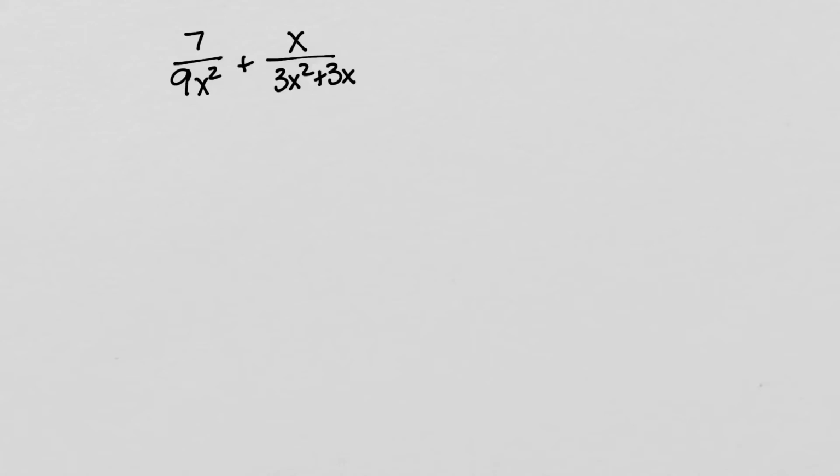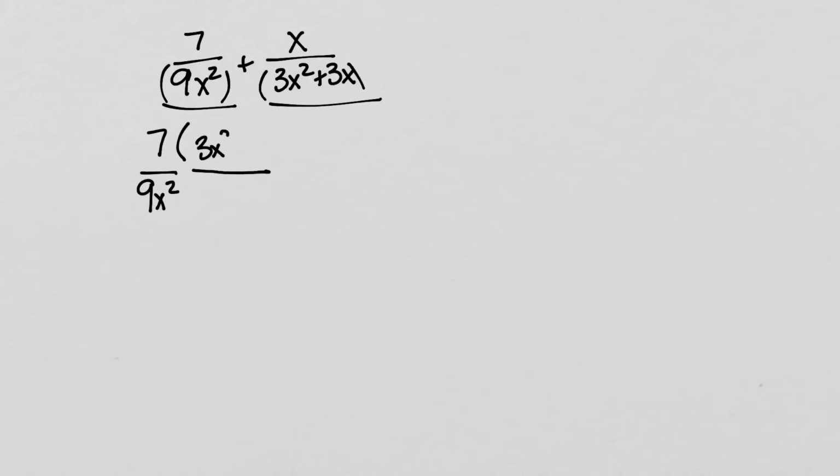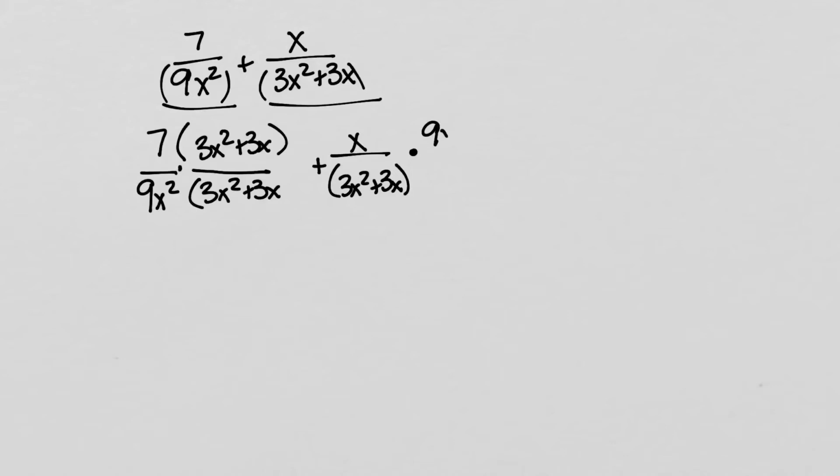And we want to do it the other way, where I say, okay, if all of this is my common denominator, if they multiply them together, then this first fraction is missing everything in that second fraction. So 3x squared plus 3x, 3x squared plus 3x. And then I still have the other fraction, and it's missing this denominator. So I'm going to multiply both the top and bottom by 9x squared, 9x squared.